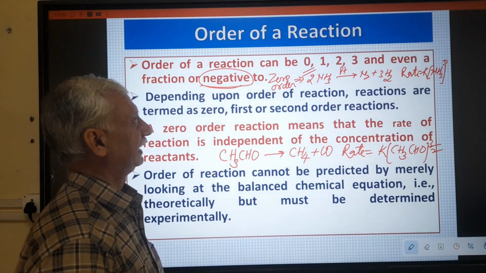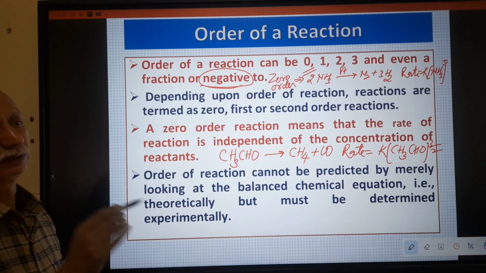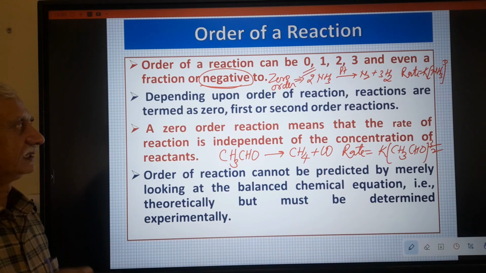Now you will search in what type of reactions the order of the reaction is negative. You have to note down the example of such reactions also.